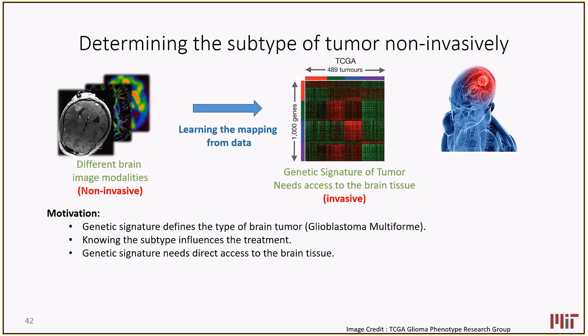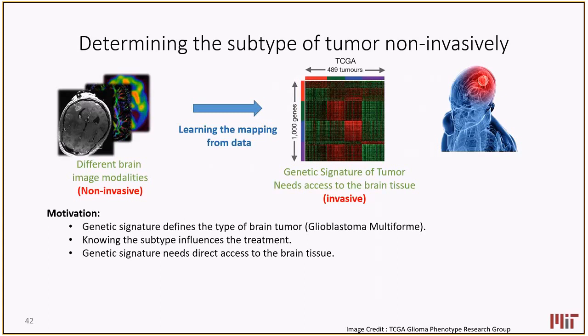I didn't talk about the first part of my research on brain analysis, but these related imaging and genetic data have other potential. For example, in the context of a different disease called glioblastoma, which is a brain tumor, there are multiple subtypes, and based on the subtype, the treatment is different.